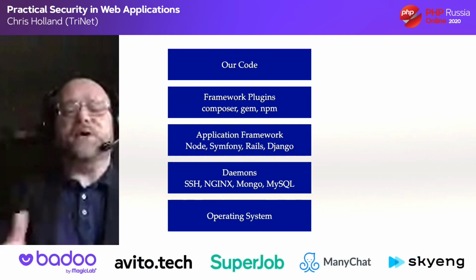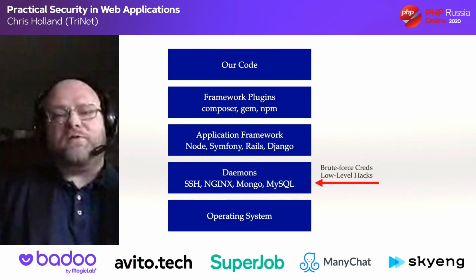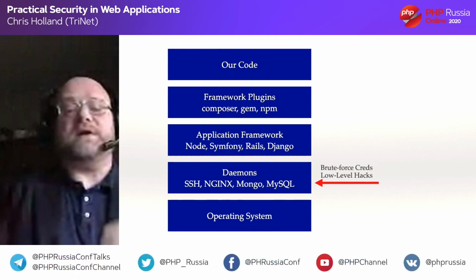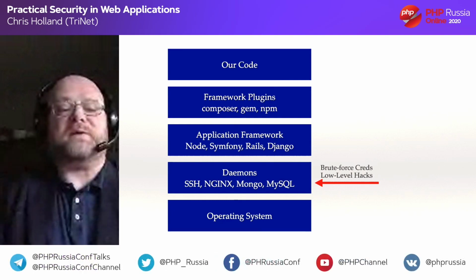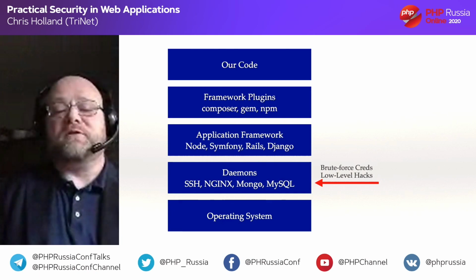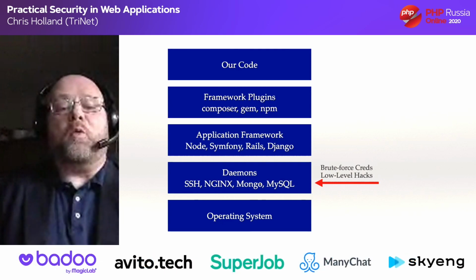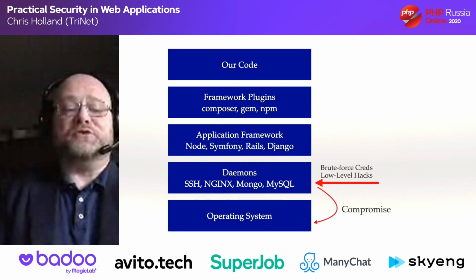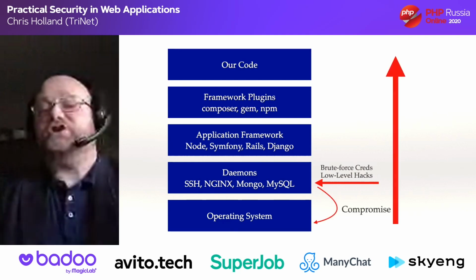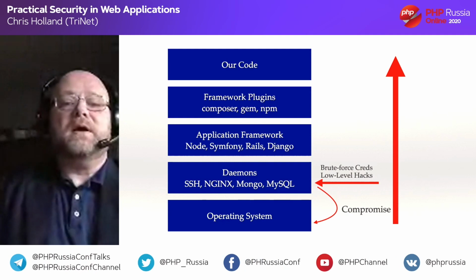Anytime you put a machine on a network, one of the first things attackers are going to try to do is brute force low-level hacks, using credentials or buffer overflow attacks against any daemon that's running on any port. They're going to try a buffer overflow, or they're going to brute force credentials. Once they're able to hack into one of your daemons, they might be able to compromise the operating system, and then they can very easily compromise your application on a full stack basis. So anytime you put a machine on the internet, that's going to happen.